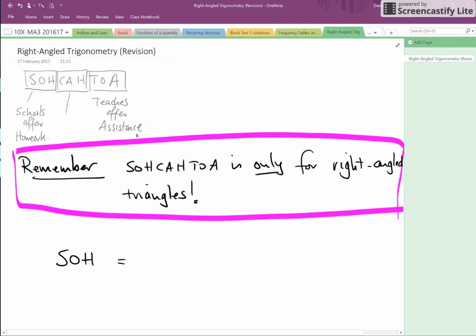So the S stands for the sine of an angle, and we usually write sine as SIN, not sin, but still pronounced sine, of some angle. We could call the angle theta or A or B, doesn't matter, let's just use A perhaps. The sine of an angle is the O, stands for opposite, and H stands for hypotenuse.